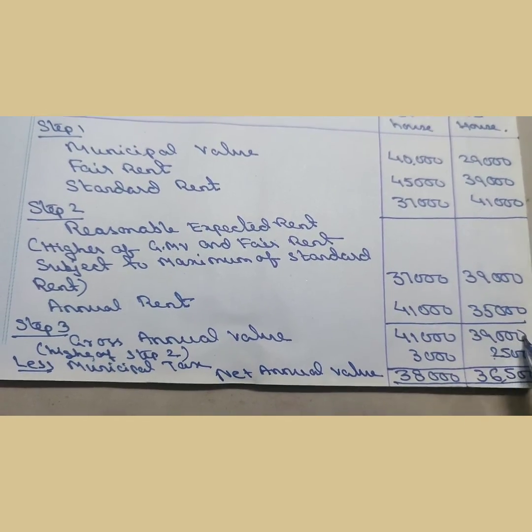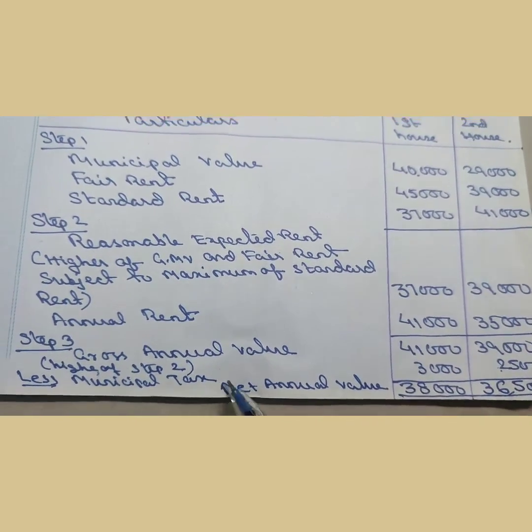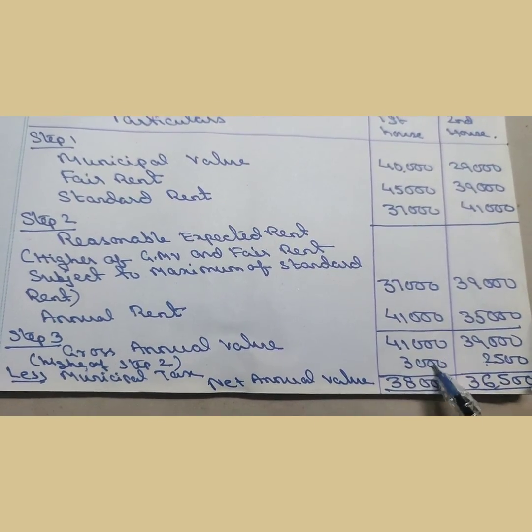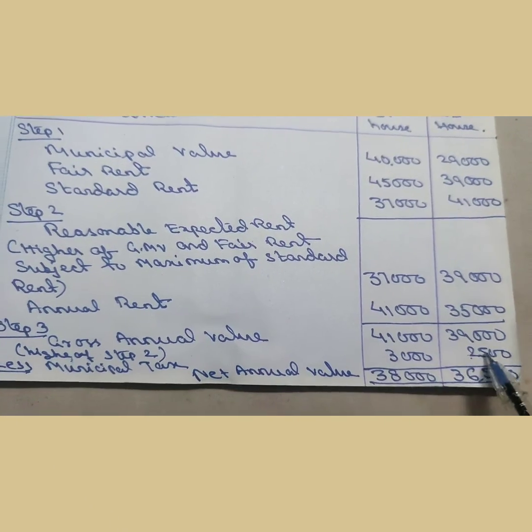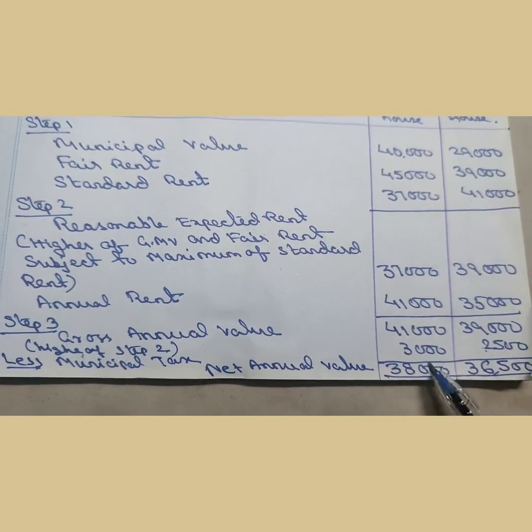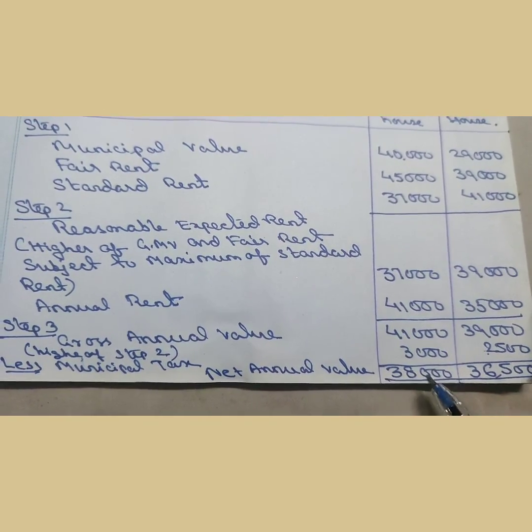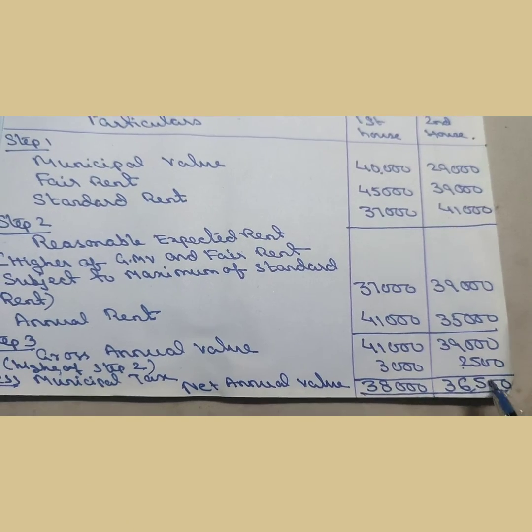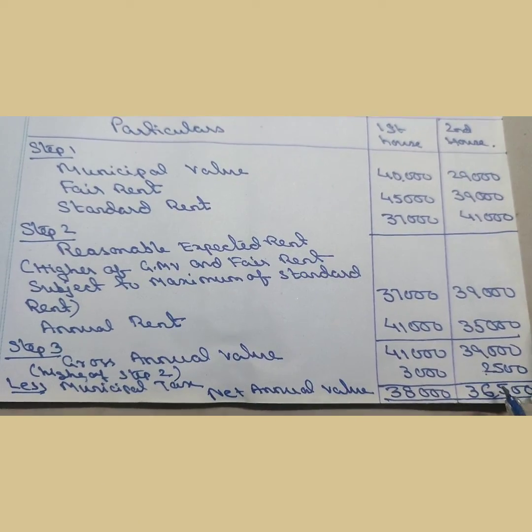From these we have to deduct municipal tax. Municipal tax is given in the question, for house 1 3,000 and for house 2 2,500. So deducting these, we will get for house 1 38,000 as net annual value and for house 2 36,500 as net annual value.